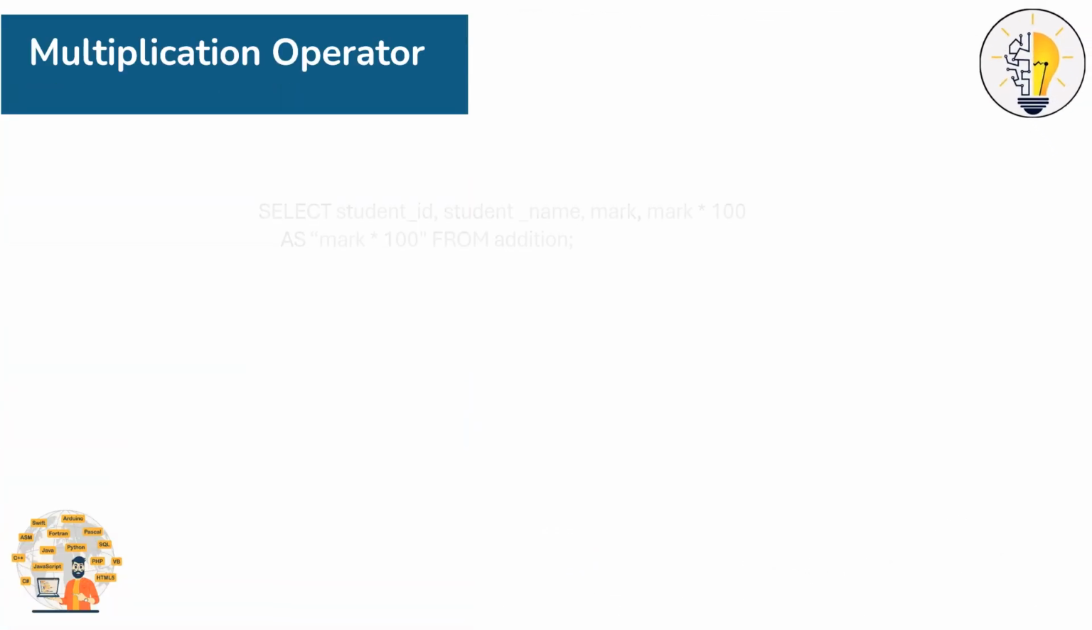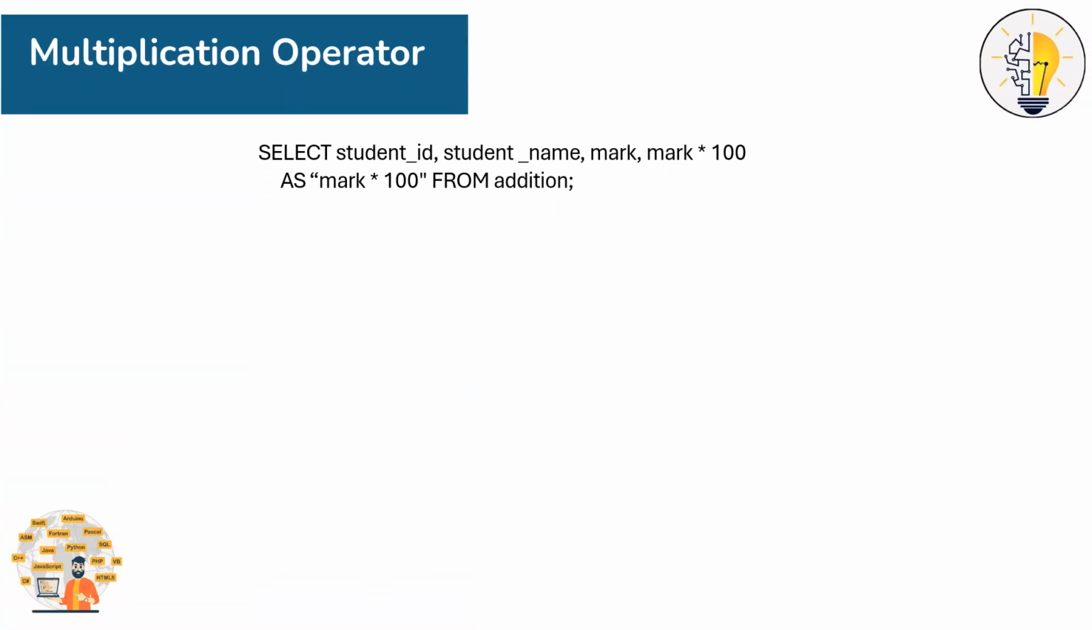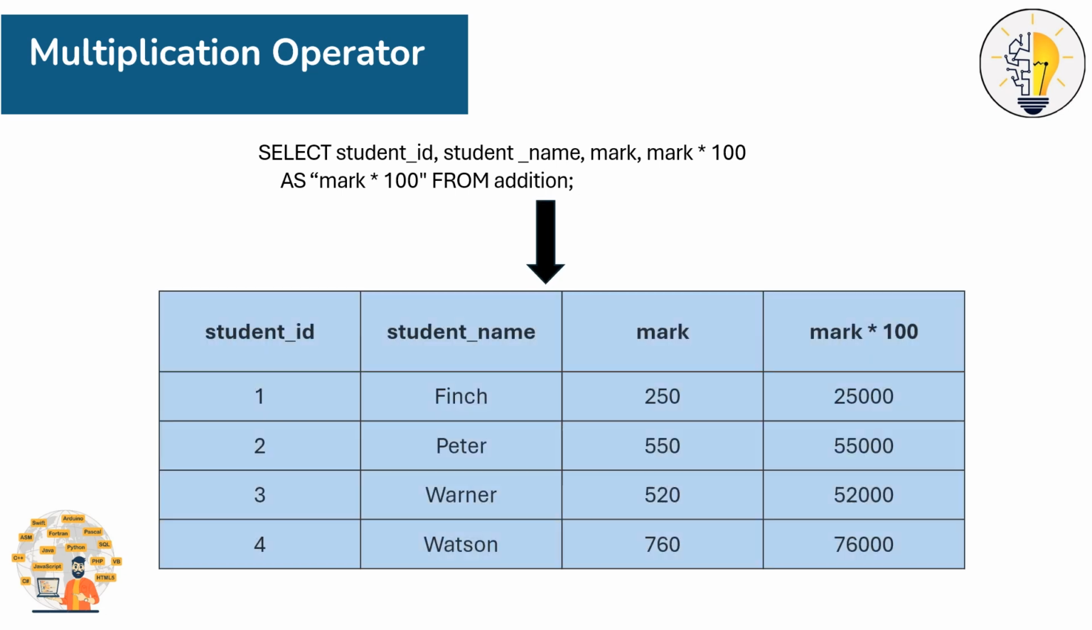Multiplication operation. This is the syntax we follow for the multiplication operation. The syntax remains the same for all the arithmetic operators. So select the same student ID, name, mark, and the final column will be mark multiplied into 100, as you are specifying the column name as mark into 100 from addition. Multiplication is repetitive addition. So the columns become ID, name and mark.